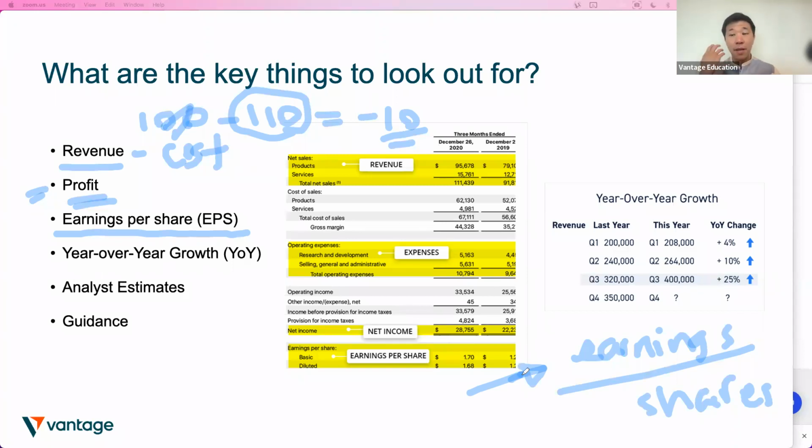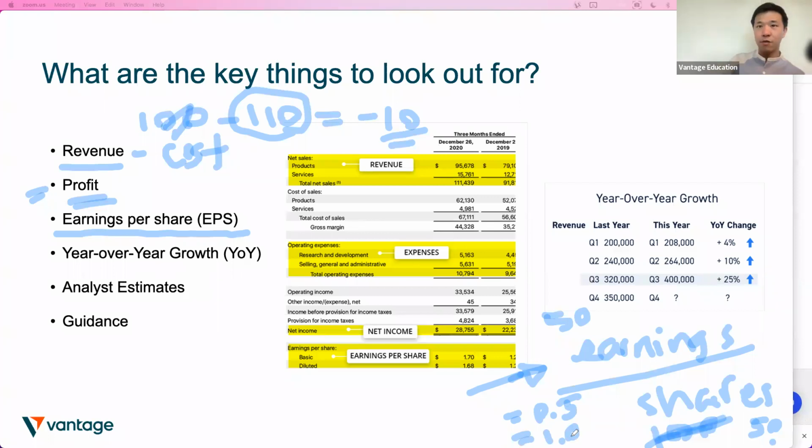Companies can buy back their shares, right? So maybe if they have 100 outstanding shares, they buy back half, then it becomes 50. Initially, if their earnings was 50 over 100, it would have been 0.5, right? But because they buy back half of that, 50 over 50 becomes 1.0. So their earnings per share looks fantastic. It looks like it doubled, right? It is worth knowing that companies can buy back their shares to manipulate these earnings per share. So it's important to look out for such figures, right?